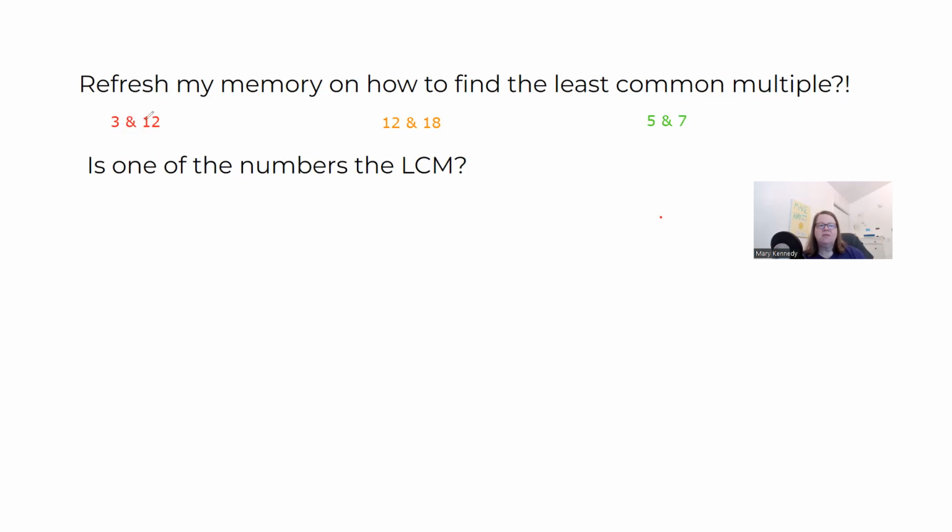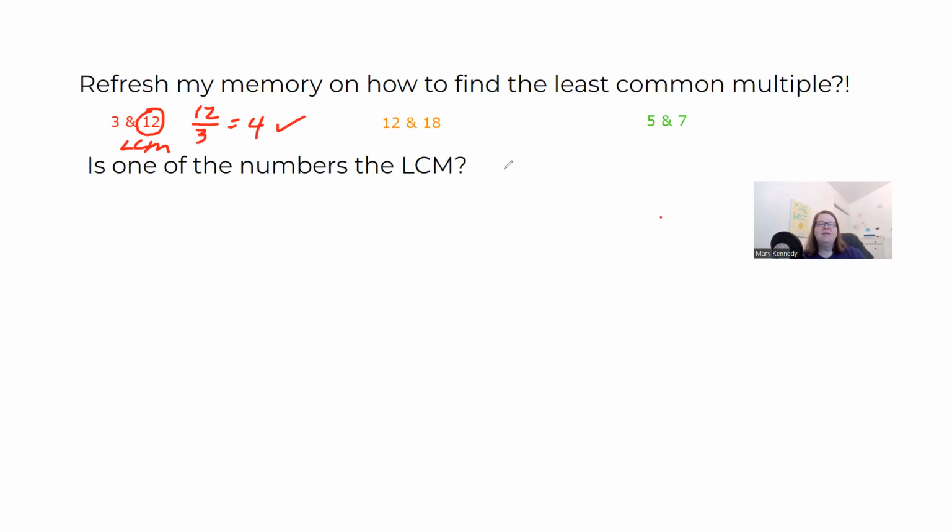So like 3 and 12. You would just say, well, does 12 divide by 3? And it does. It divides 4 times. So that means that 12 is the least common multiple, because you can multiply 3 times 4 and get 12, and you can do 12 times 1 and get 12. So it's the smallest number they have in common.